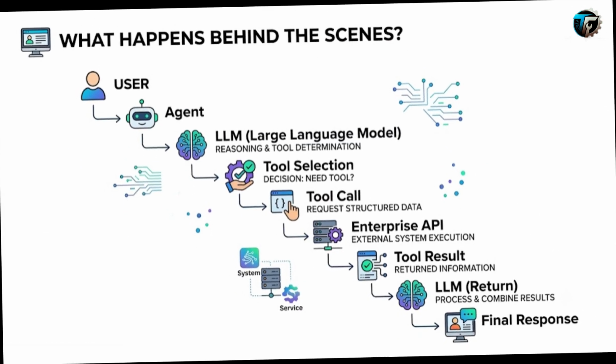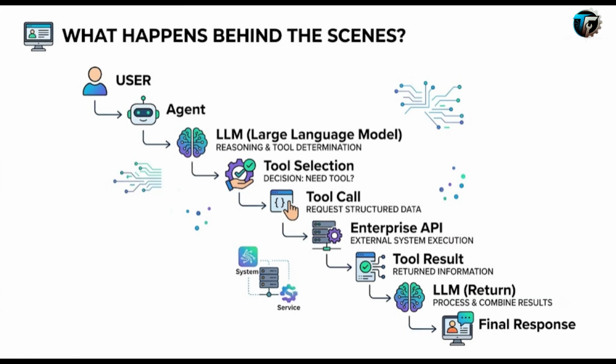Let's look behind the scenes. The user sends a request. The agent sends the relevant information to the LLM. The model determines whether a tool is needed. The application then executes the selected tool. The tool returns its result. That result goes back into the agent workflow. The model can then generate the final response or decide that another action is necessary. This separation between reasoning and execution is extremely important when designing enterprise agents.